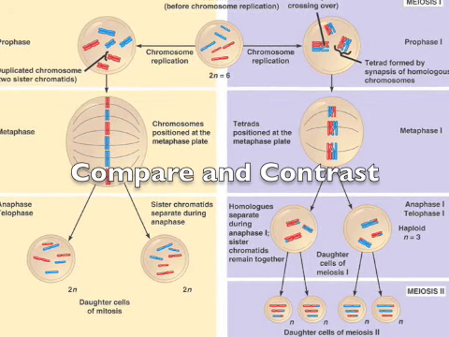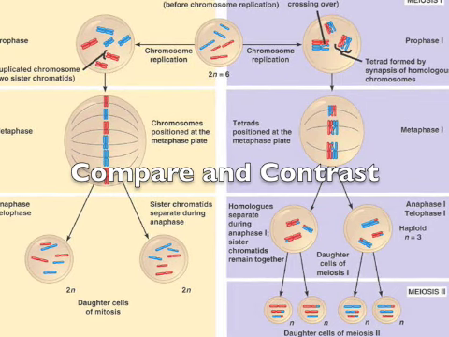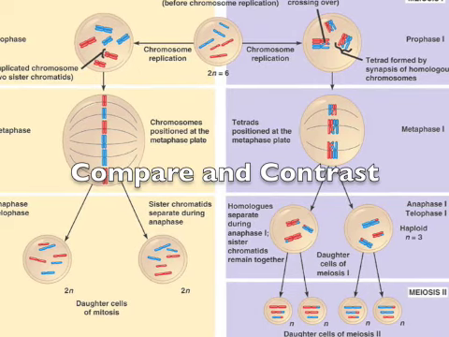Meiosis has 2 cellular divisions, while mitosis has 1. However, they are both necessary to support life, and they both produce diploid cells in the first division.